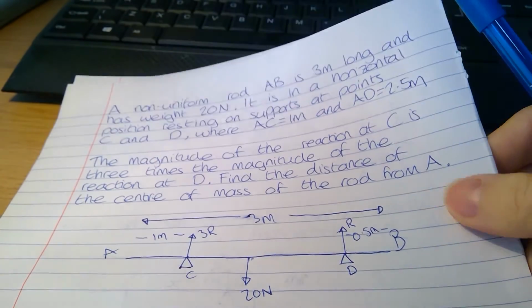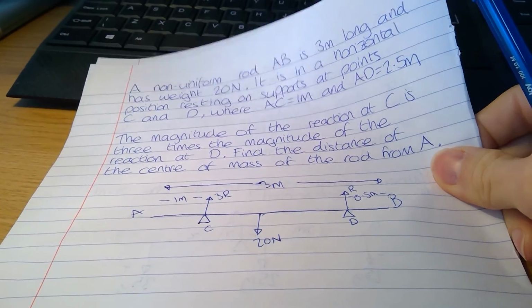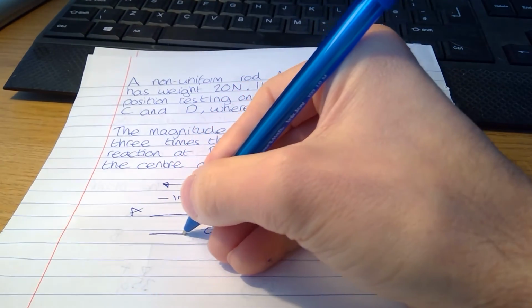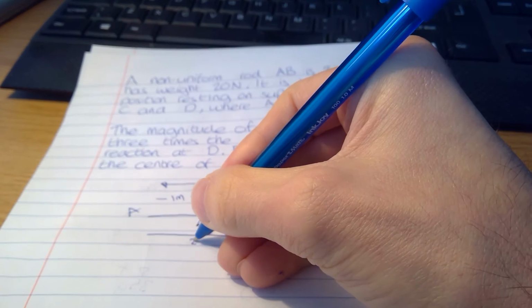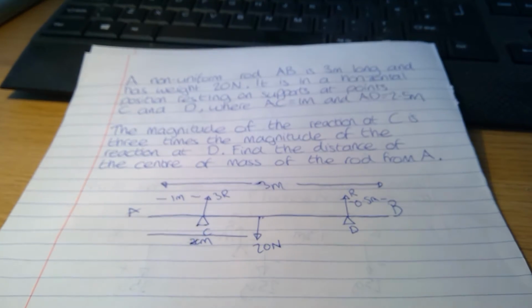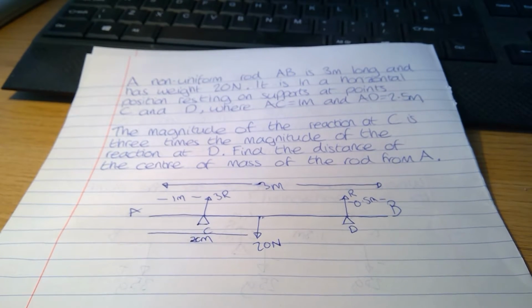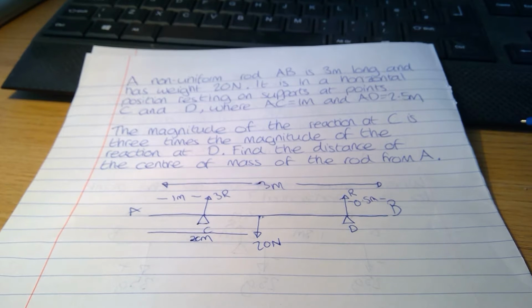We're trying to find where the centre of mass is. So in fact, we want the distance of the centre of mass from A. So we're going to label that as x meters here. The question is going to involve taking moments at some point, but the first thing we can actually do is work out what R is.